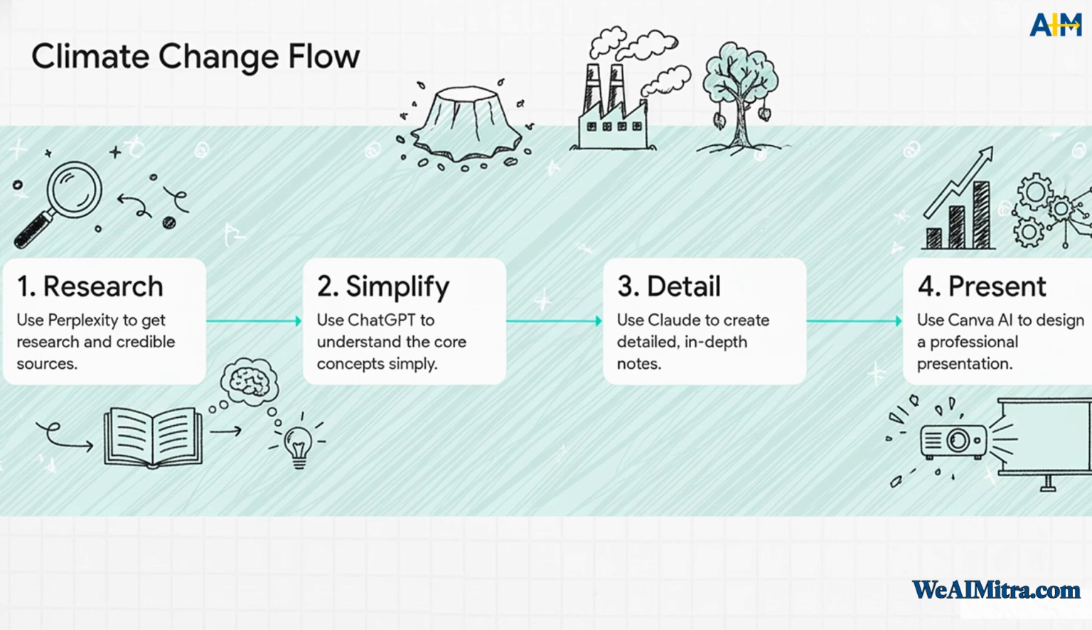Step 1, you use Perplexity to gather all that credible research and get your sources lined up. Step 2, you take those complicated articles over to ChatGPT and ask it to simplify the main ideas for you. Step 3, you use Claude to expand on those simplified ideas and create really detailed notes for your paper. And finally, step 4, you use Canva AI to design a killer presentation. See how that all flows together? Each tool has its perfect moment to shine.